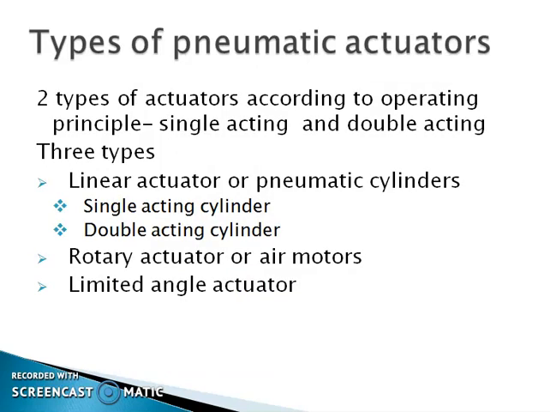There are two types of pneumatic actuators based on operating principle: single acting and double acting. The operating principle is based on the concept of pressure as force per unit area. The types of pneumatic actuators are linear actuators or pneumatic cylinders, of which there are two types, single acting cylinder and double acting cylinder. The next one is rotary actuators or air motors, and the next one is limited angle actuators.